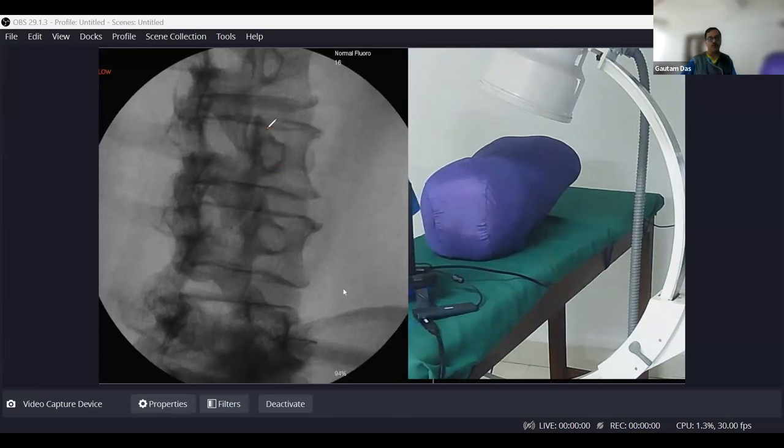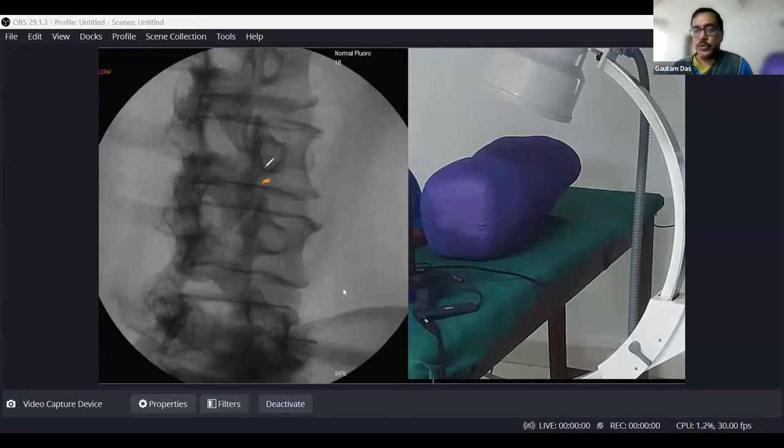For the subpedicular approach, my needle should be in tunnel vision. Let me talk about tunnel vision first. This is very important for the interventional pain physician. What is tunnel vision? Why is it called tunnel vision? Suppose there is a tunnel and you are standing at one end. How will you look at the other end? It looks like a circular structure. But if somebody is seeing from the lateral side, they will see a long tunnel.